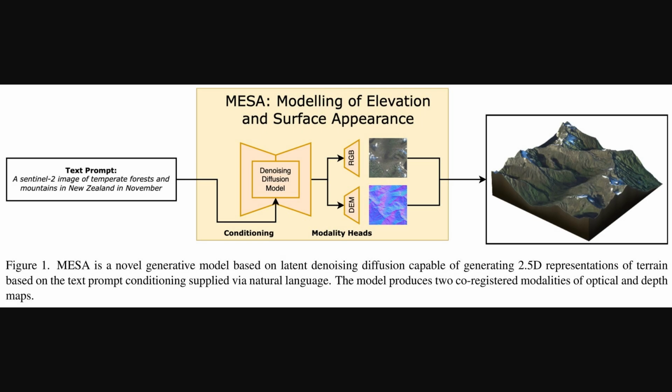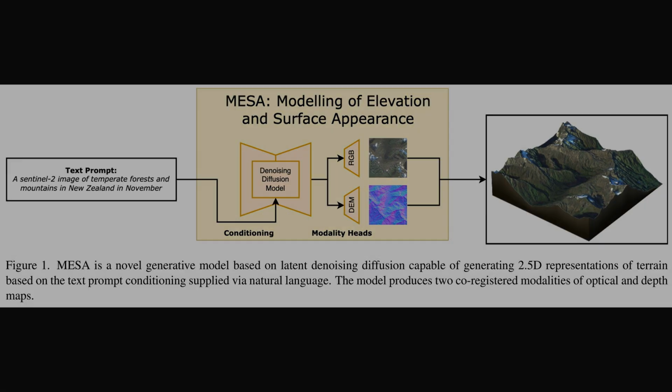And this figure gives a nice overview of how MESA actually works. You start with a text prompt, like the example here describing forests and mountains in New Zealand in November. This text prompt is used to condition the diffusion model, which then generates two things at the same time. It outputs an RGB image, that's the visual appearance, and also a DEM, the elevation data, which gives the shape. And combining those gives you the final 2.5D terrain, like that rendered mountain scene you see on the right.